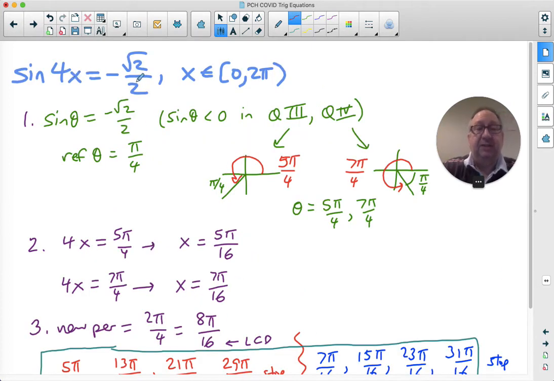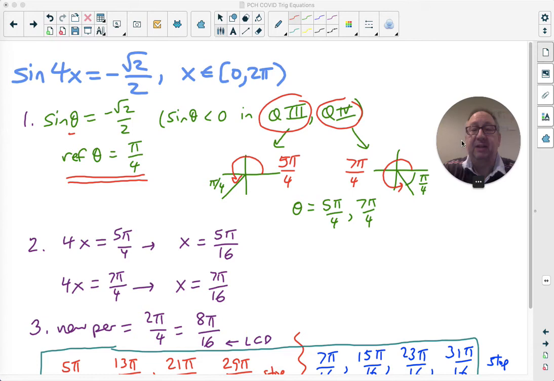Sine 4x is negative root 2 over 2. Solving sine theta equals negative root 2 over 2. When is the sine negative? Quadrants 3 and 4. Keep that in mind. Our reference angle solution, ignoring the negative, is pi over 4. We need to then take pi over 4 as the reference, put it in quadrant 3. That gets us 5 pi over 4. We go halfway plus the extra. Putting the very same reference into quadrant 4, here it is, leads us to 7 pi over 4.